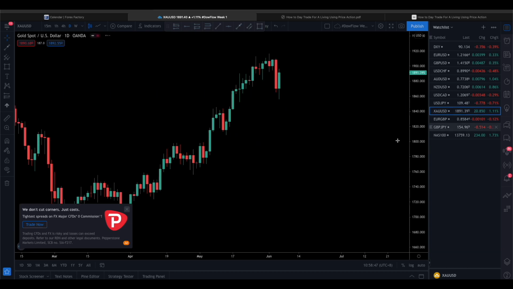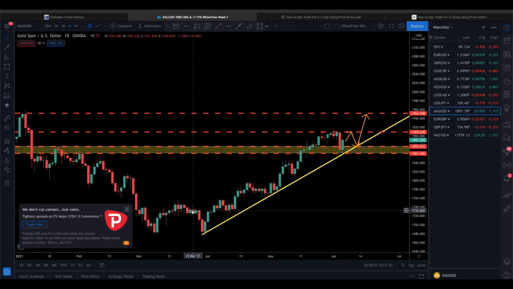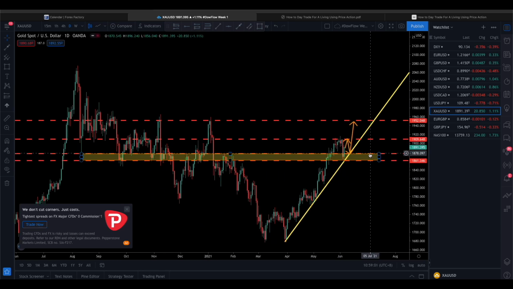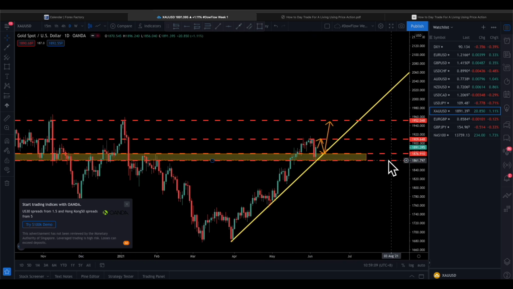Now let's go on to gold. Gold is in an uptrend as well. You can see that this is a higher high, higher low, higher high, higher low, higher high, higher low, higher high. So it's a very clear uptrend. Now price is actually bouncing off support. This entire zone is support. If you look back, you can see that this was support, support, support, resistance, resistance. So this is a very strong level.